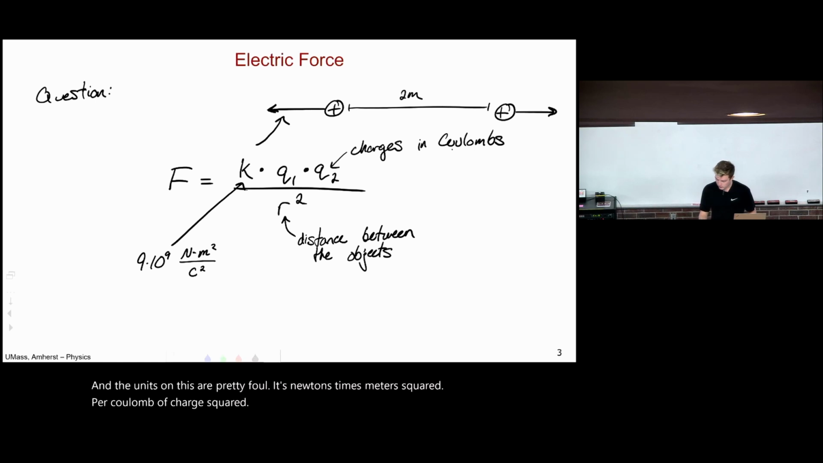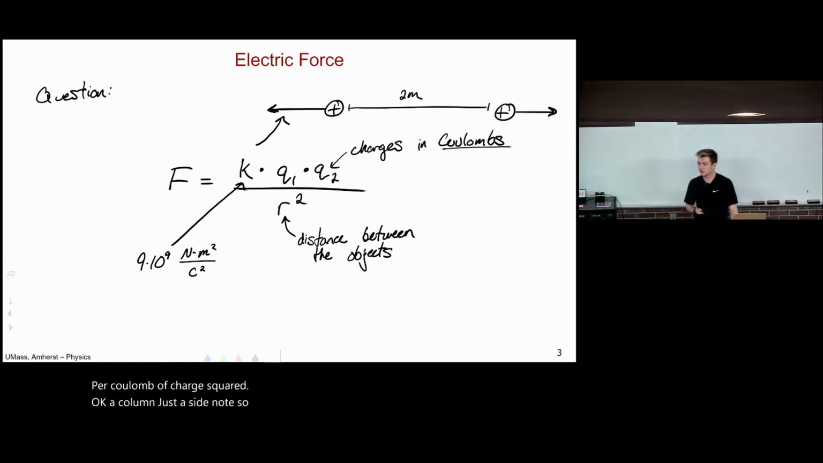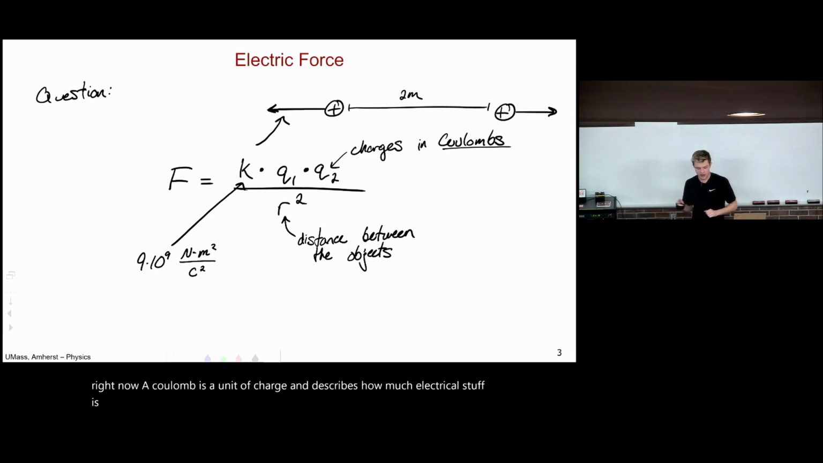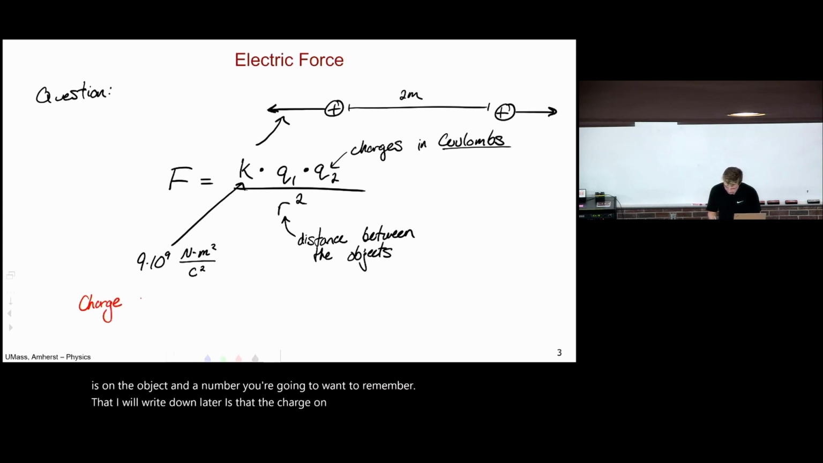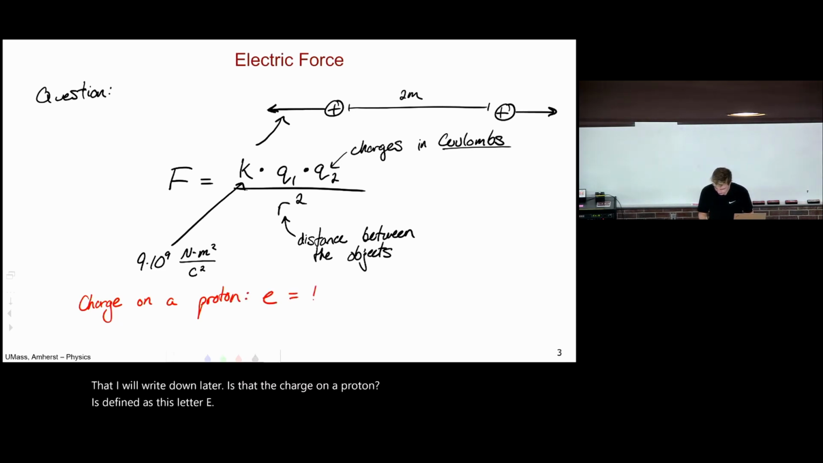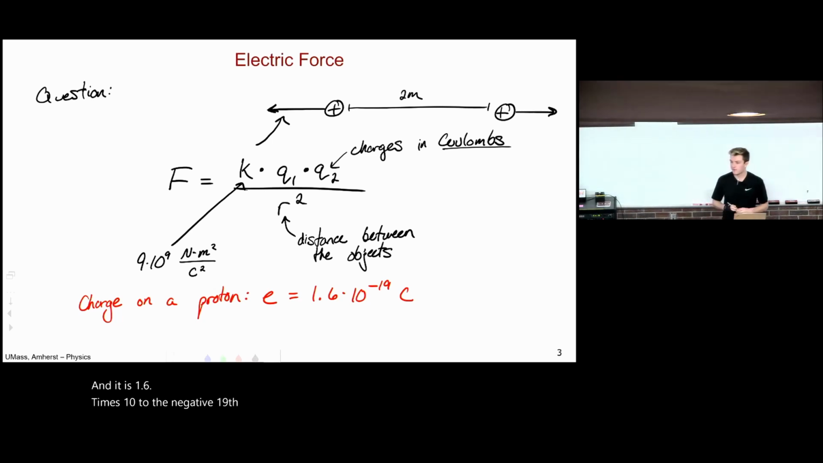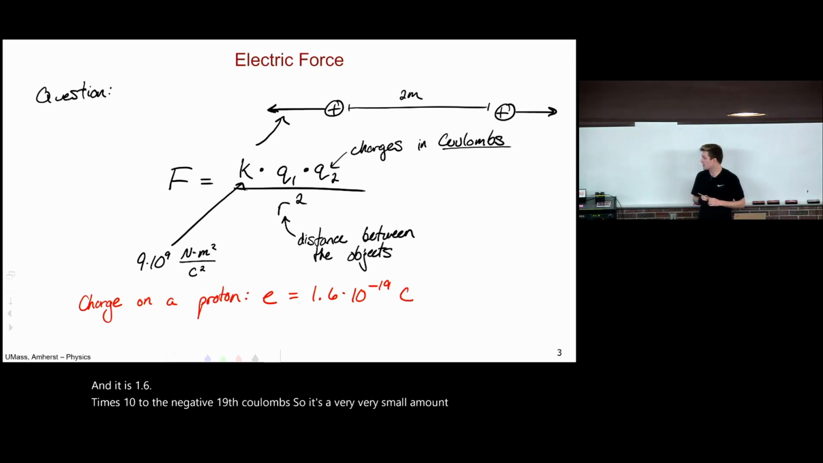Okay, a coulomb, just a side note, is a new unit that you're meeting right now. A coulomb is a unit of charge. It describes how much electrical stuff is on the object. And a number you're going to want to remember that I will write down later is that the charge on a proton is defined as this letter E, and it is 1.6 times 10 to the negative 19th coulombs. Okay, so it's a very, very small amount of charge on each individual proton.